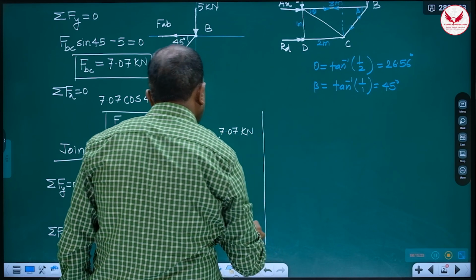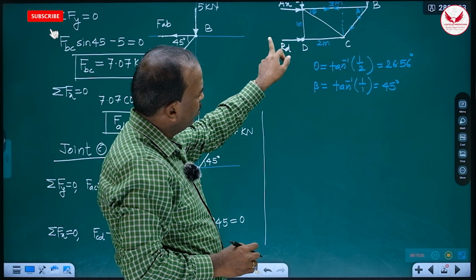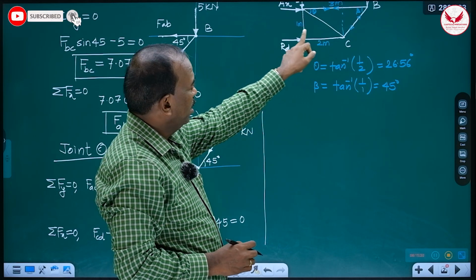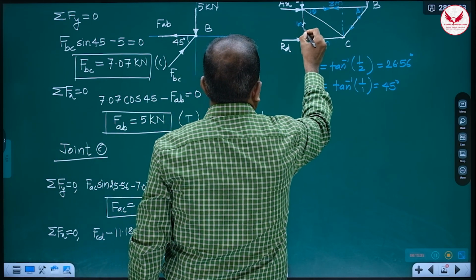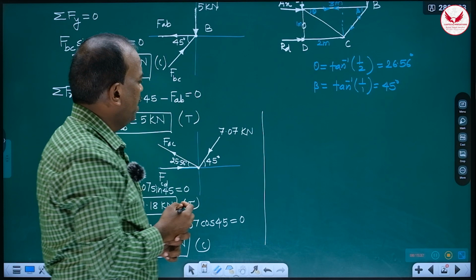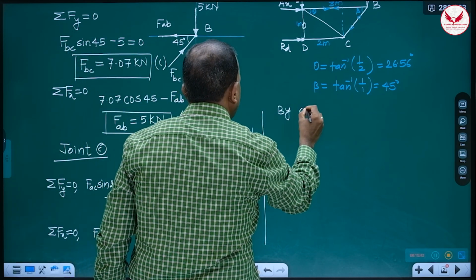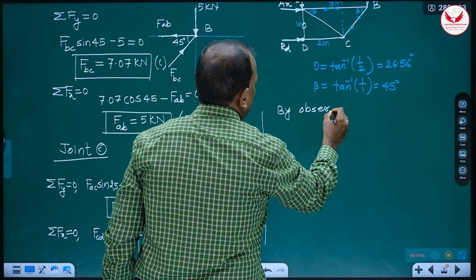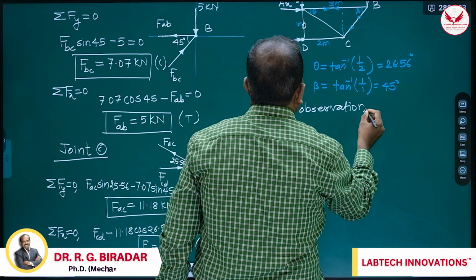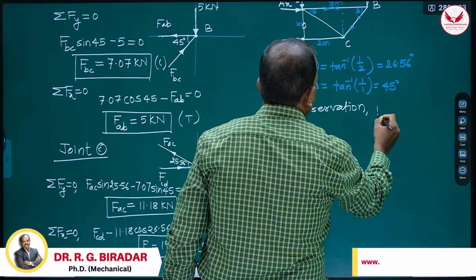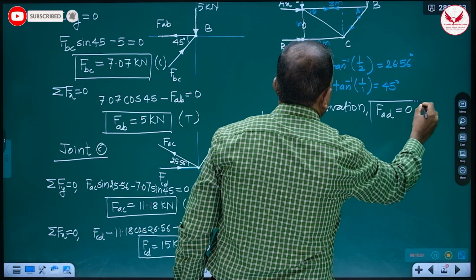Means in the trusses, if three members are meeting at a point, and out of those 3, if 2 are collinear, then force in the third member is always 0. Means this is going to be 100% 0 force member. Means just simply by observation, we can tell FAD is equal to 0.